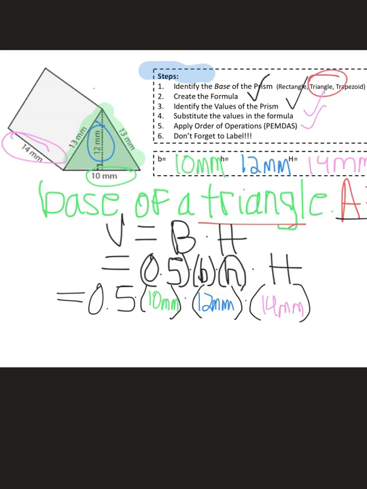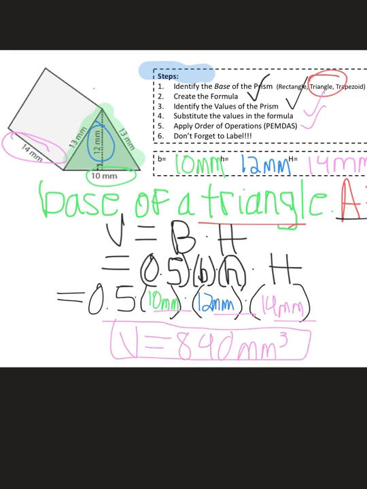So if you plug this into your calculator, 0.5 times 10 millimeters times 12 millimeters times 14 millimeters will give you the total volume of 840 millimeters cubed. Because remember, we multiplied millimeters 3 times. So now we're dealing with things that are cubed. So the total volume of this prism is 840 millimeters cubed.